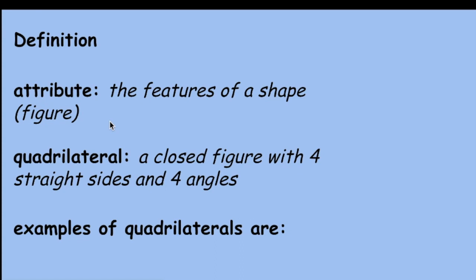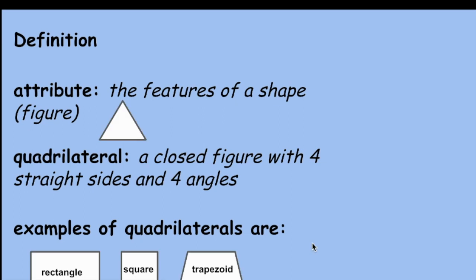Those are its attributes. Quadrilaterals can be defined as a closed figure with 4 straight sides and 4 angles. Examples of quadrilaterals are a rectangle, a square, and a trapezoid. They all have 4 sides and 4 angles.